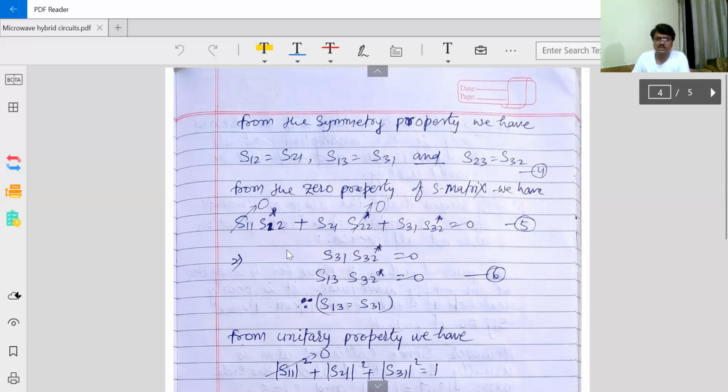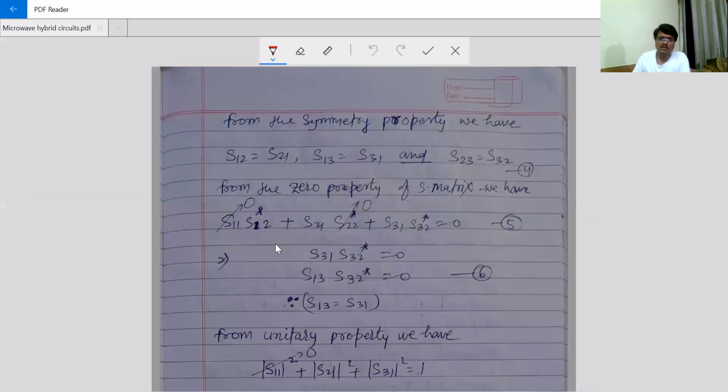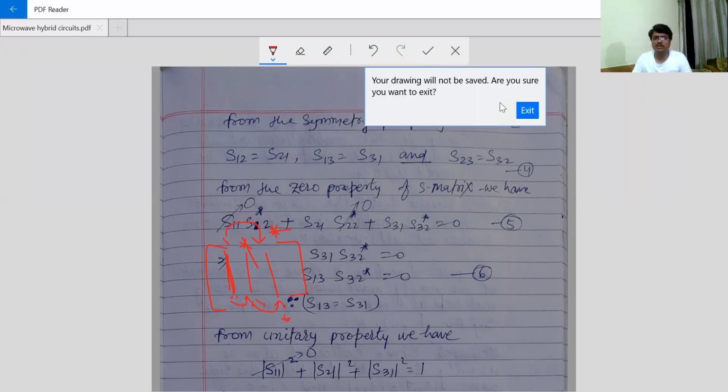In the zero property, the condition is that there are three columns. This one and this one will be multiplied, taking this one as the conjugate. Again, this and this may be multiplied taking this one as the conjugate, and this may also be multiplied by taking this one as the conjugate. We have seen this in the previous lecture.